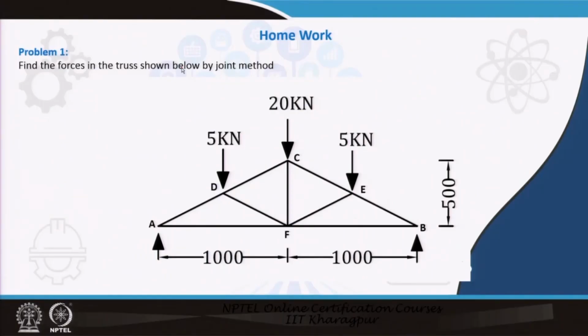I have given you some homework. This is a very simple truss. There are members, and you have to find out the member loads by the joint method. This is a 2 meter span truss with a 1.5 meter rise, having loads of 5, 5 and 20. It is also very symmetrical. If you can find out the loads or forces in at least these 4 members, you can rewrite them for the other 4 members also.